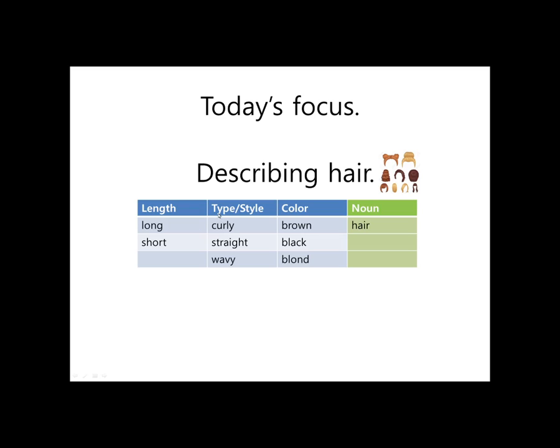long, short, type and style, curly, straight, wavy. And we put the color, brown, black. And we don't say yellow hair, we say blonde hair. Okay, so if you want to just say the color of someone's hair, we could say, she has brown hair. Two adjectives, she has curly brown hair. Three adjectives, she has long, curly brown hair.